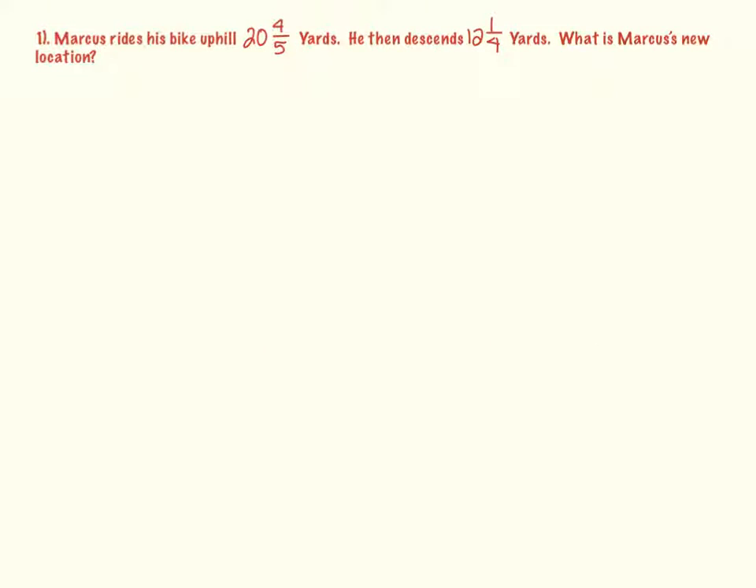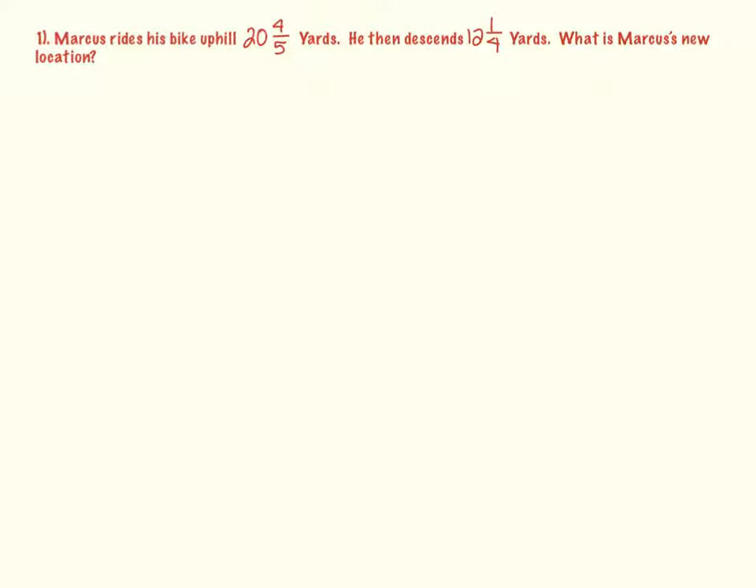Marcus rides his bike uphill 20 4/5 yards. He then descends 12 1/4 yards. What is Marcus's new location? Okay, so if you look on your guided notes, I'm asking you to identify keywords, what is asked of you, and what operation you will perform and why. So if you look at your notes, go ahead and fill in those bubbles with the appropriate information, and I will help you with the first one.